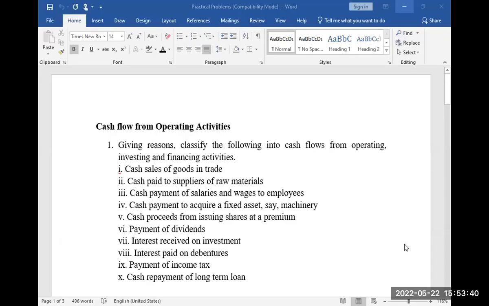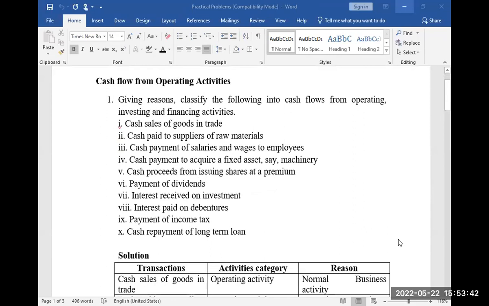Cash paid to suppliers of raw materials. Operating It activity. is not visible, sir. Not visible? No, One second. sir. One second. Just a minute. Now? Now it's okay, sir. Okay, fine.